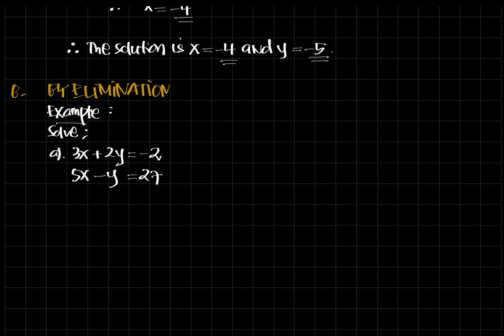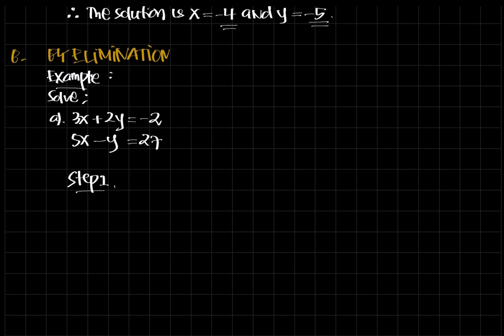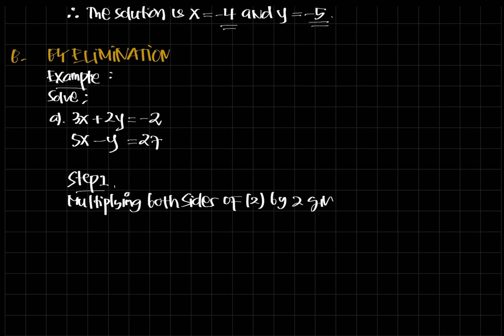So first, step 1. We have to multiply both sides of equation 2 by 2, as we can label this the first and then second equation. So then you multiply both sides by 2.